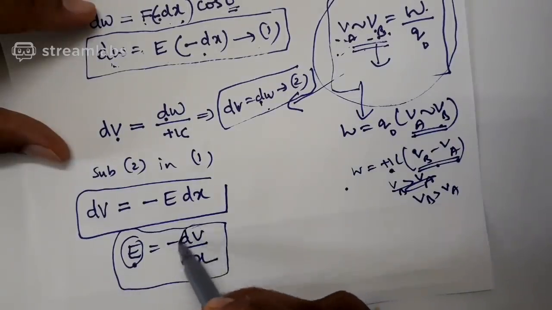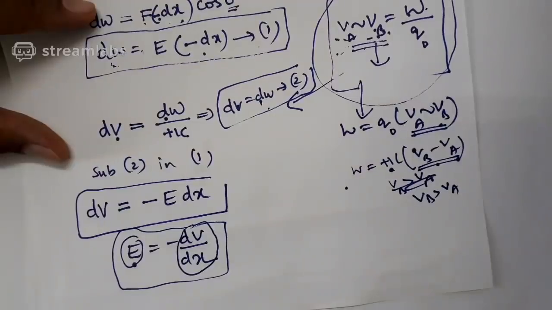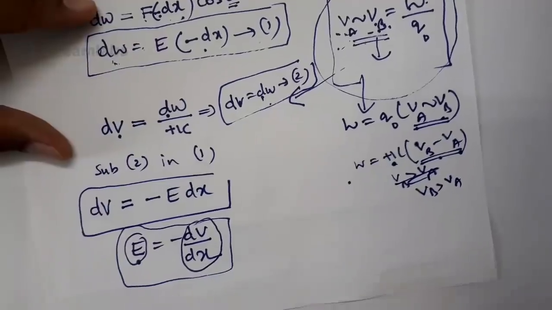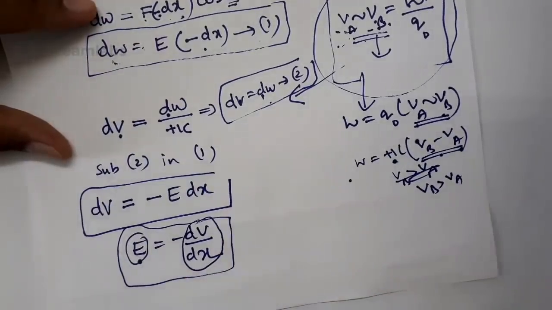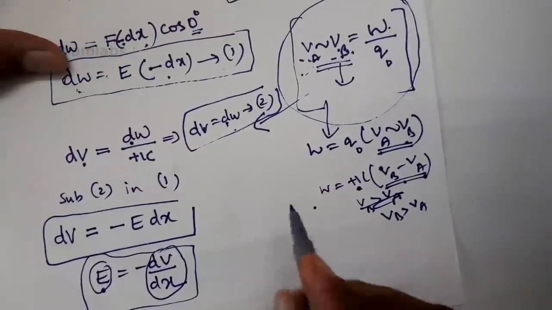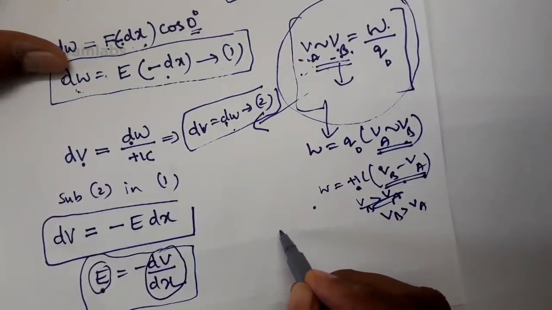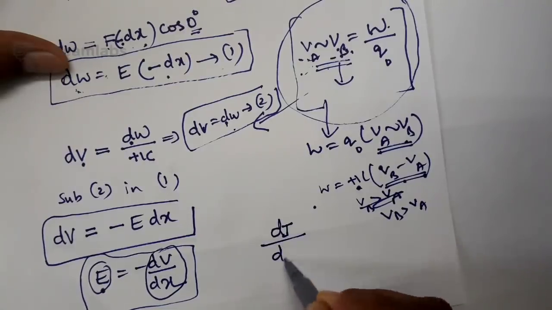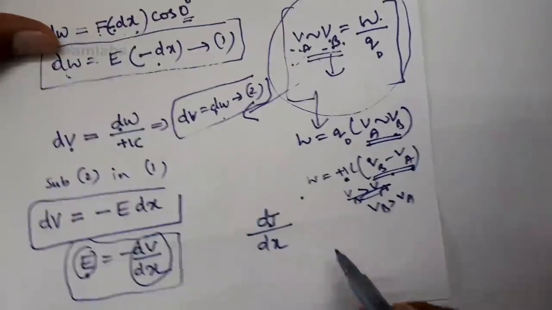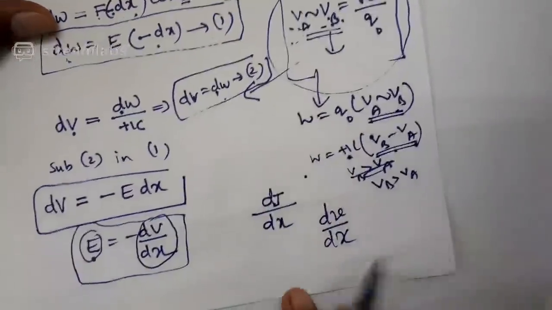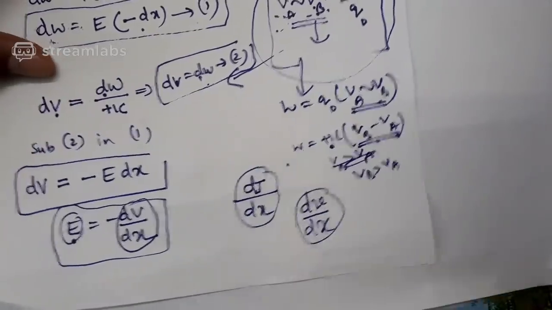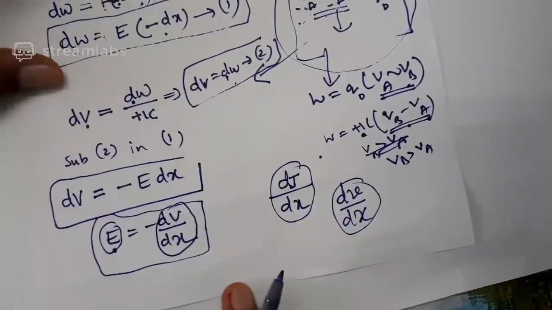This dV by dx, instead of calling dV separately as a potential difference between the 2 points where the distance between them is dx, I can replace dV by dx by a single technical term. You know, last year in physics you came across the equation dT by dx in thermodynamics. You came across dv by dx in viscosity. dT by dx is called temperature gradient. dv by dx is called velocity gradient.